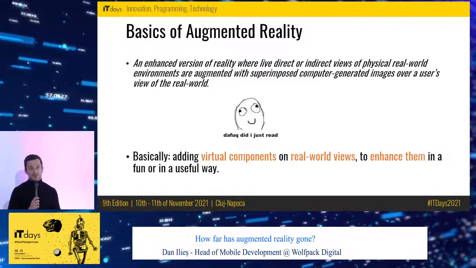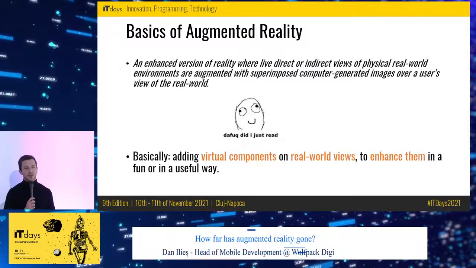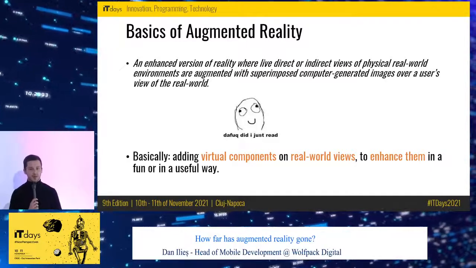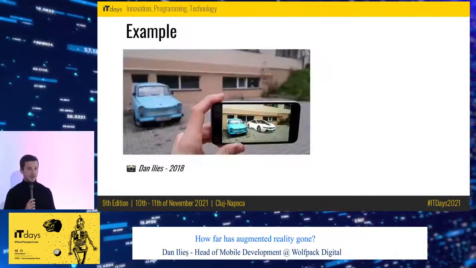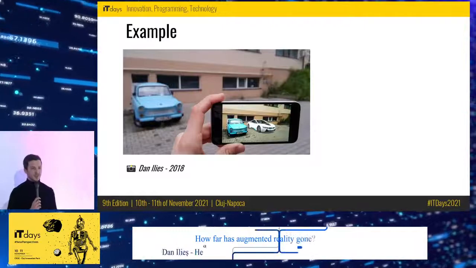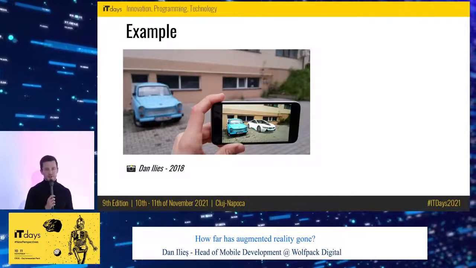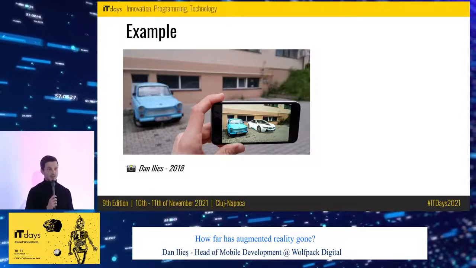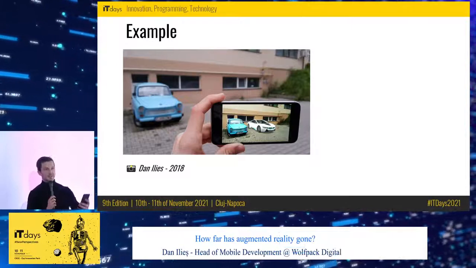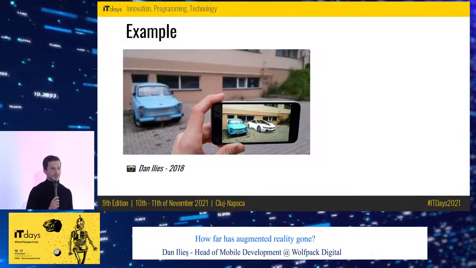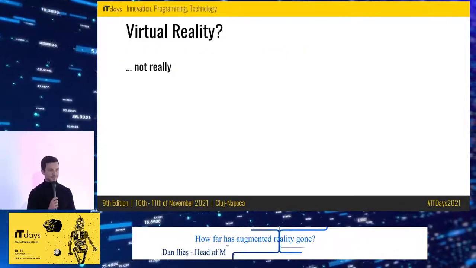Basically, augmented reality is adding virtual components to real-world views in order to enhance them in a fun or in a useful way. And since a picture is worth 1,000 words, here's an example. This is a picture taken by myself in 2018 when I first explored augmented reality on iOS. And you can see the background image with the real world and the virtual object that was added.